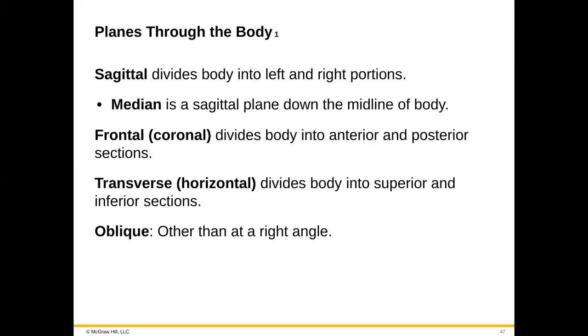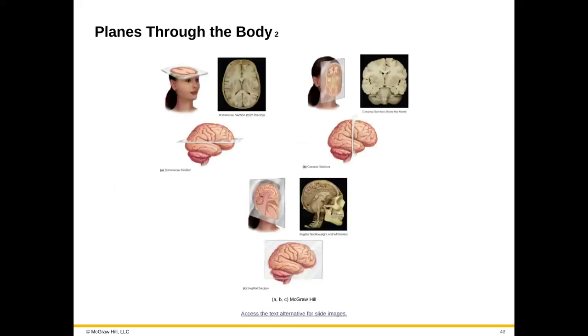Now the frontal plane or the coronal plane, this is going to divide the body into anterior and posterior sections. The transverse plane or the horizontal plane is going to divide the body into superior and inferior sections. And an oblique plane is a plane that's going to occur at something other than a perfect right angle. And we'll show some images to clear this up.